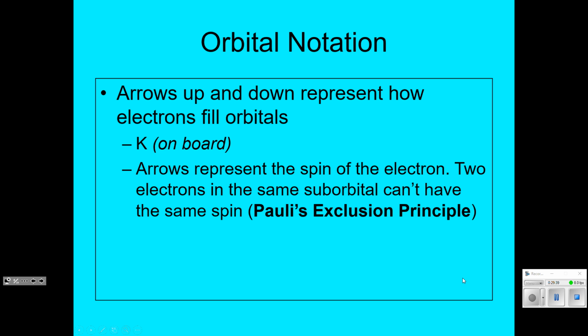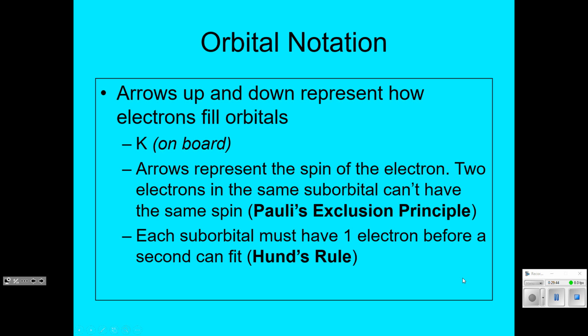When you get to the back side, the second rule was Hund's rule. Hund's rule states that each suborbital must have one electron before a second can fit in. So again, you can fill in the blank on the very top of that second page with Hund's rule. And then you see an incorrect way to do something. I want you to draw it out correct, where it says correct next to it.